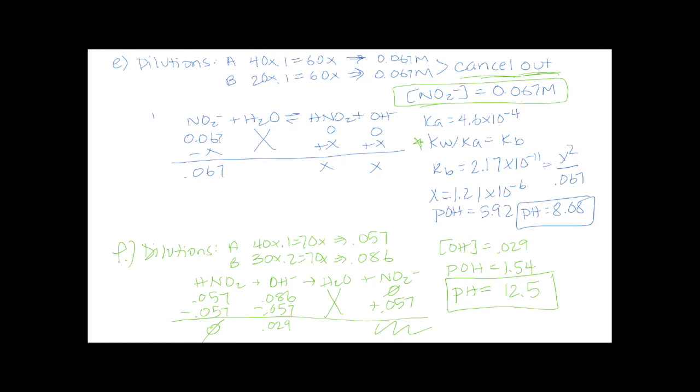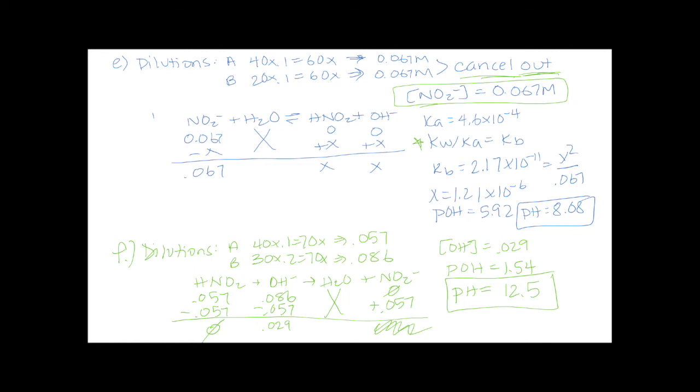I had to find my Kb. I used this relationship, found my Kb, plugged it in, found my pOH, and then I found my pH. And then for the last one, I didn't care how much conjugate base I had. Doesn't matter. I just rolled with the OH minus concentration, and then I got my pOH, and then I got my pH.